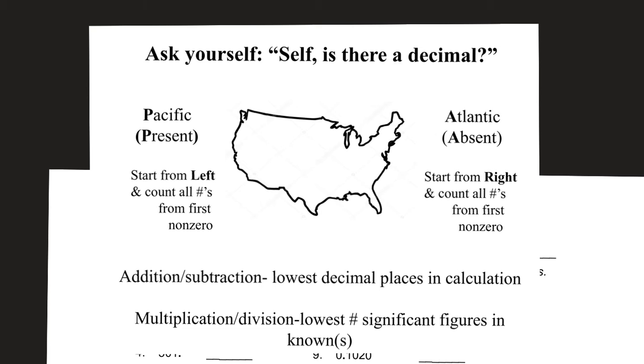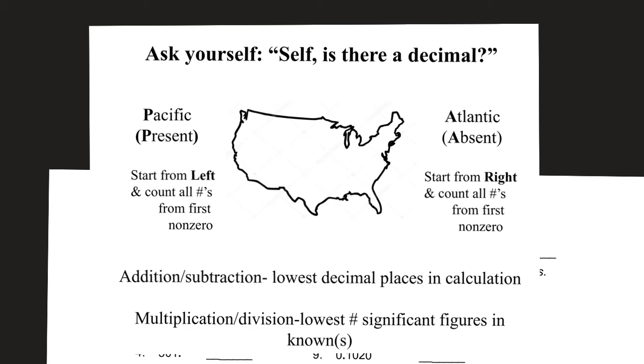So I'm looking at this number, 5,000. There's no decimal. It's absent. So I'm going to start from the right side, and I'm going to count all the numbers from the first non-zero. So I'm going to start in this direction. I'm going to go across my number. That's a 0, so I'm going to keep going past it. More zeros. And this is the first non-zero number. So this would have one significant figure, and we usually abbreviate that as a sig fig. It has one significant figure.